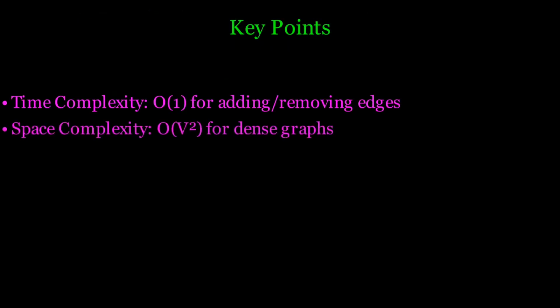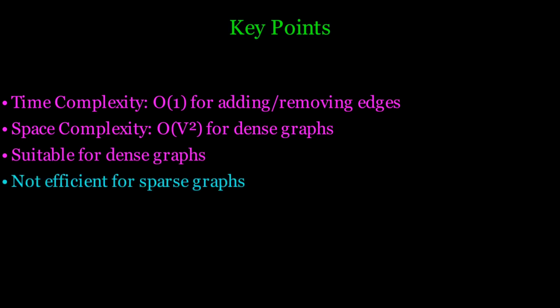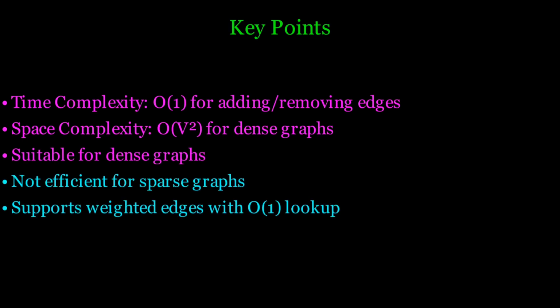Now let's summarize the key points about the adjacency matrix. The time complexity of adding and removing an edge is O(1). Space complexity requires O(V squared) space, which is optimal for dense graphs. The adjacency matrix supports quick lookups, but it is inefficient for sparse graphs. It allows weighted edges with constant time retrieval.